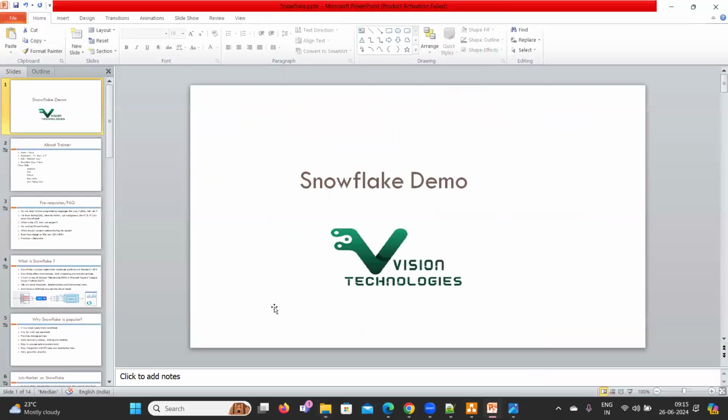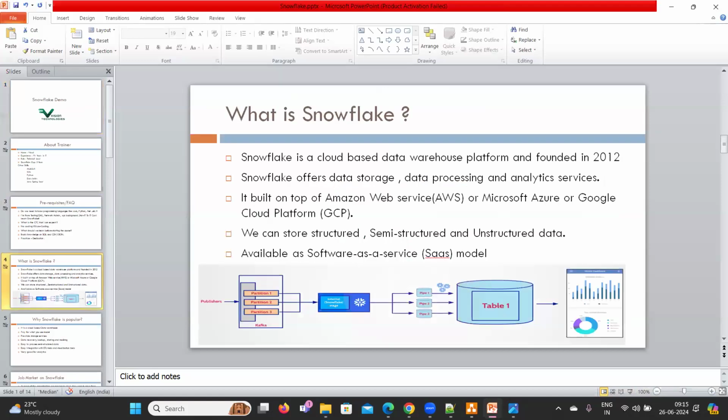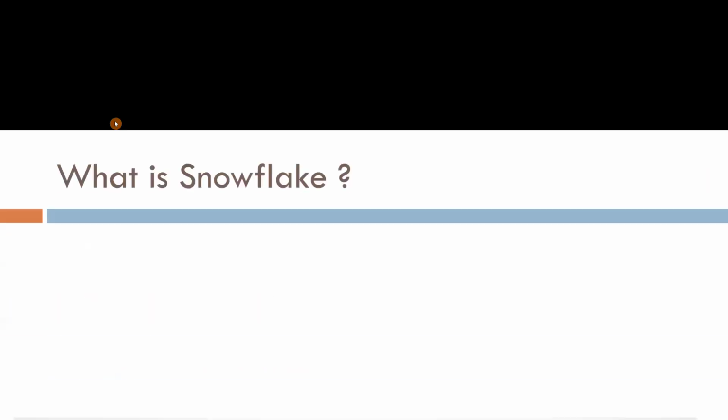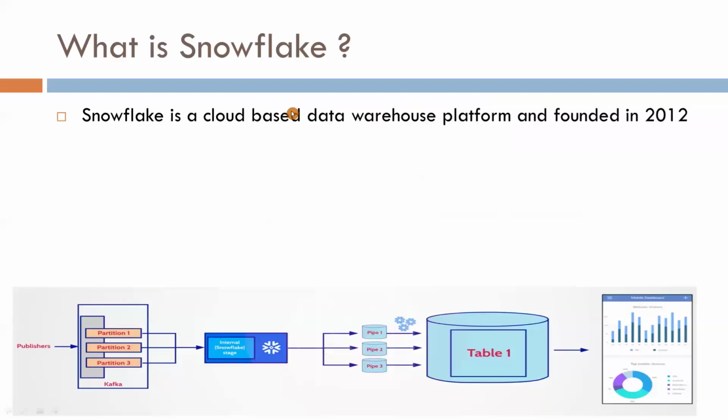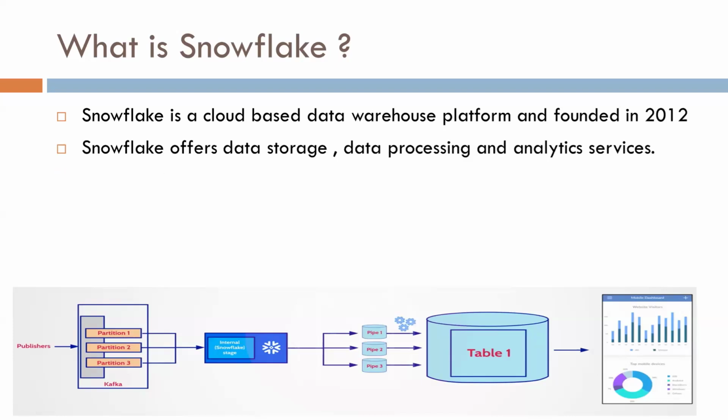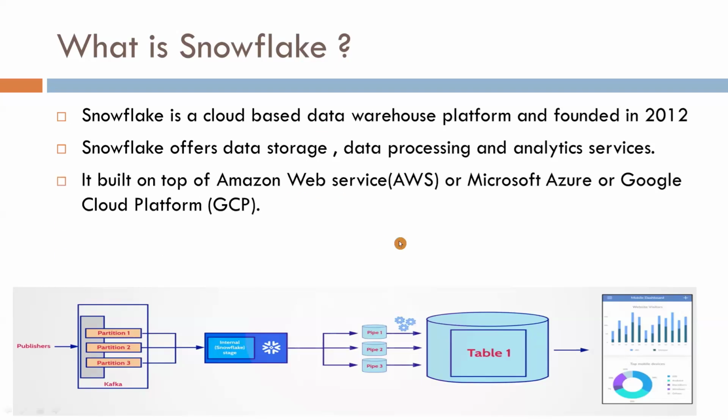Now, again, coming to the Snowflake part. You are going to learn more, don't worry about that. Snowflake is a cloud-based data warehouse platform, and mainly we are going to use it for data storage, data processing, and data analytical solutions. It is built on top of AWS, Azure, or GCP. I'll tell you where we are going to use AWS, Azure and GCP, but as of now, just remember these points.